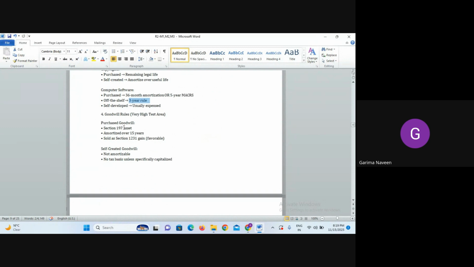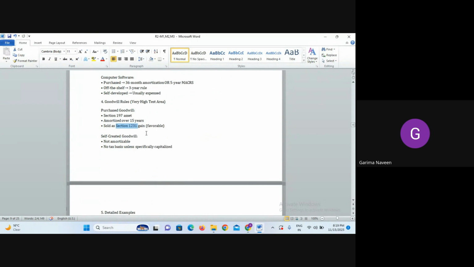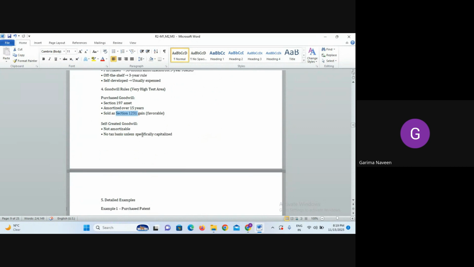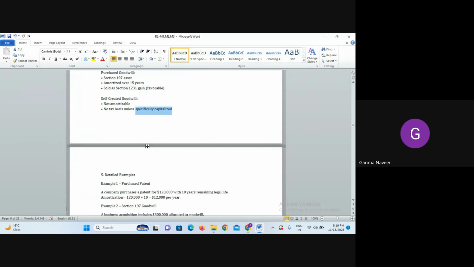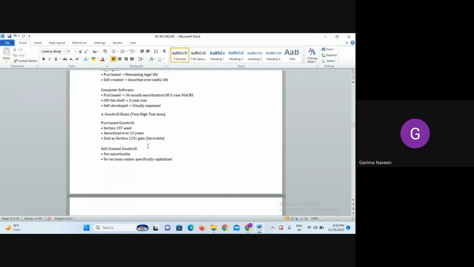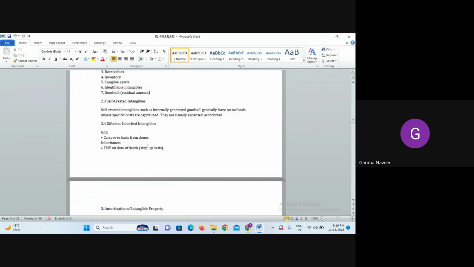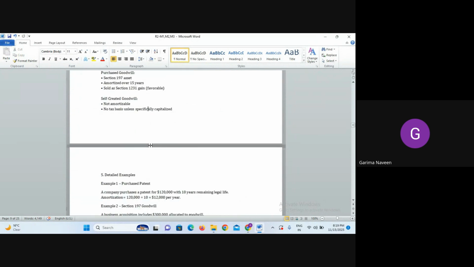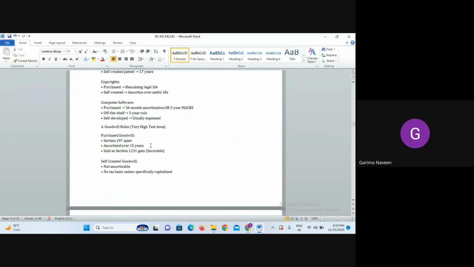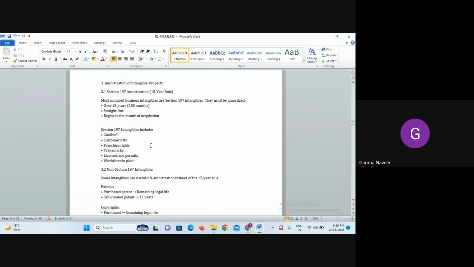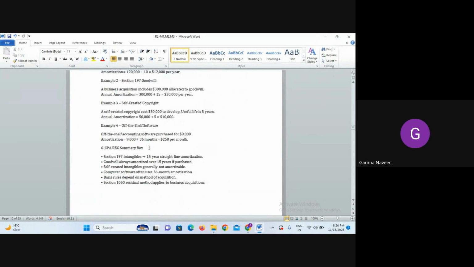Similarly, for goodwill, we can choose a section 197 asset. It is amortized over 15 years, and if we are selling it, then it is sold as a section 1231 gain. If you have self-created goodwill, then it will not be amortized and will not have any tax basis unless specifically capitalized. So some of the intangibles are here which you can amortize over your useful life, legal life, or 180 months, depending upon how you have acquired it or whether you have self-created it.